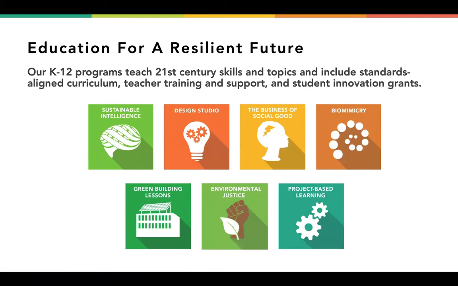We have a suite of different curriculum, as well as teacher training and student innovation grants that span quite a few topics. Our sustainable intelligence curriculum is sort of our flagship program. It runs from kindergarten through 12th grade, teaching environmental topics of waste, water, transportation, public spaces, energy, et cetera, and has students conducting environmental audits of their campus and communities. We also have other curricula, biomimicry for science, green building program for high school students, some new environmental justice lessons that just came out. And all of these projects and programs are really all about introducing students to the relevant information and skills that they need for the 21st century.